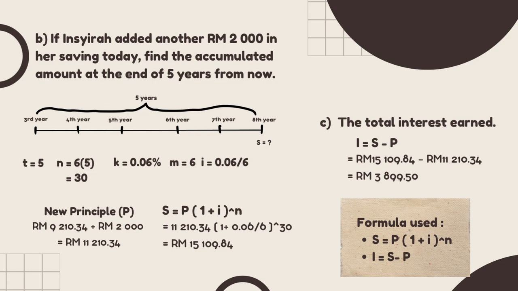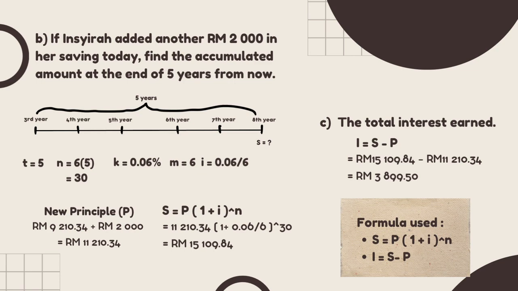Next, we need to use the formula S equals P multiplied by (1 plus i) to the power of n and fill it with the information that we got, which is 11,210 ringgit and 34 cents multiplied by (1 plus 0.06 divided by 6) to the power of 30. The final answer would be 15,109 ringgit and 84 cents.